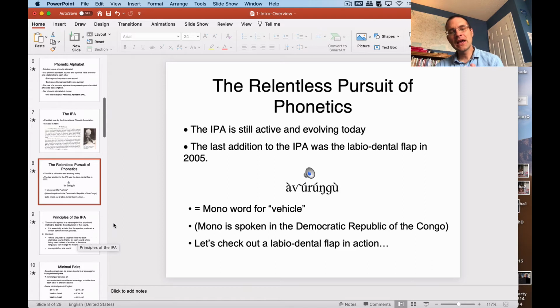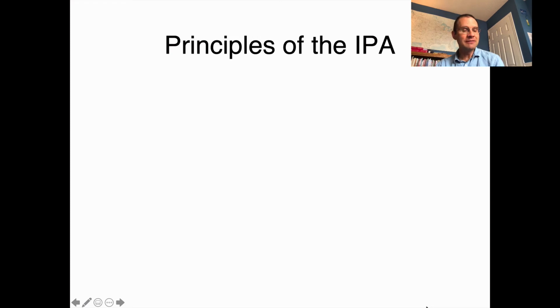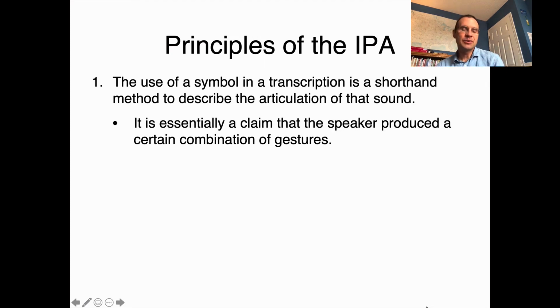Okay, so when the IPA has to decide whether or not it should add a new sound or what it should do in terms of reorganizing its existing system, it makes those decisions based on a set of principles to keep things systematic and consistent and meaningful. So I'm going to walk you through the basic principles of the IPA to give you a foundation for how it works, but this is from the IPA Association itself. So first of all, the use of a symbol in a transcription is a shorthand method to describe the articulation of that sound. So it's basically a claim that the speaker produced a certain combination of articulatory gestures. In other words, moved their vocal organs around in some particular way to produce a specific sound.